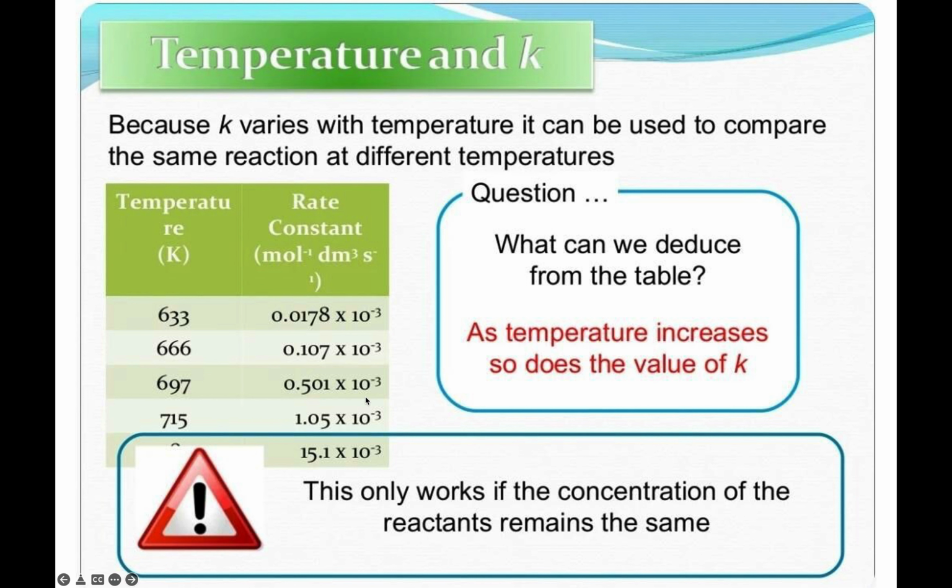So, you can see a table here. What can you understand from the table? See, different temperatures are here. You can see the temperatures are getting increased, and also rate constant is also increasing. So, what can you understand from this? Temperature, when it increases, the value of K also will increase. So, it will happen only if the concentration of the reactant is the same. If the concentration changes, this won't happen.